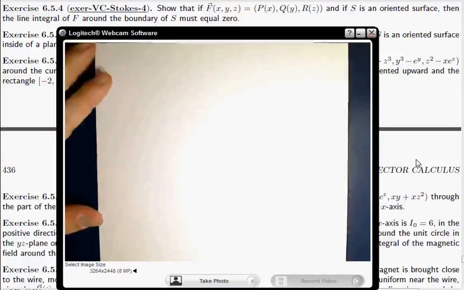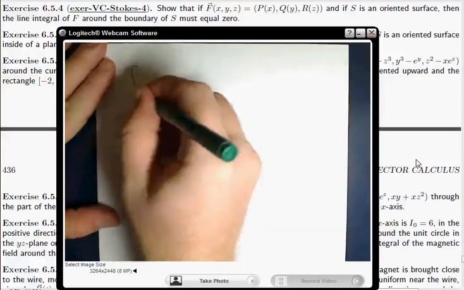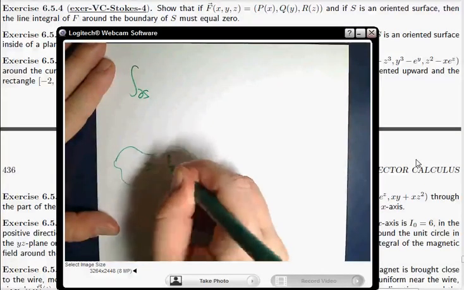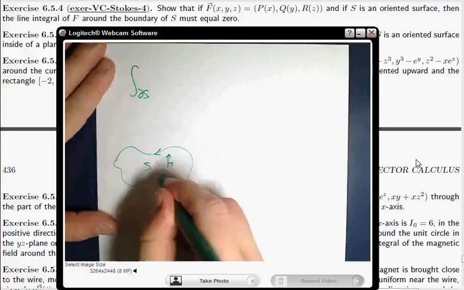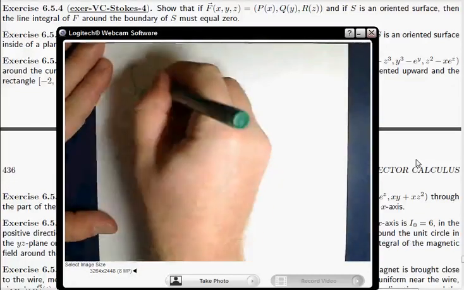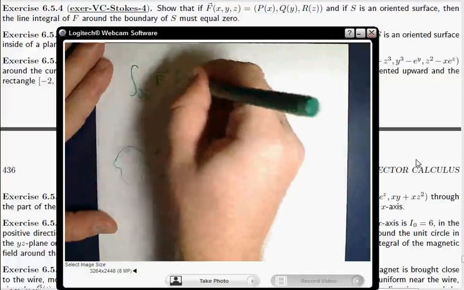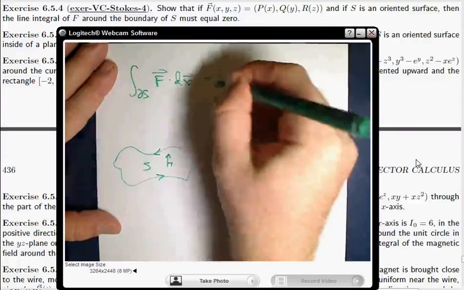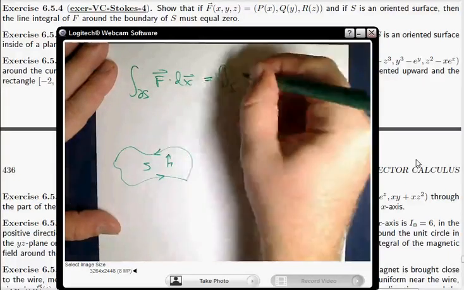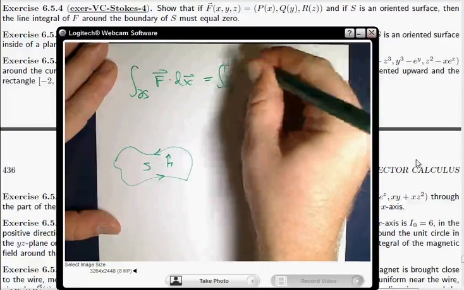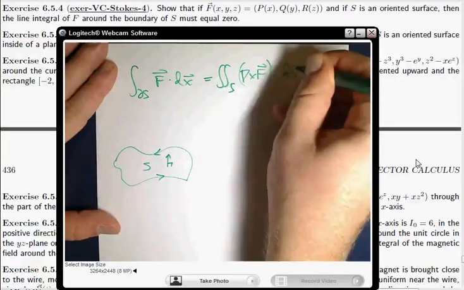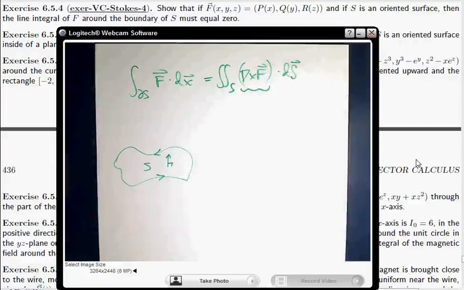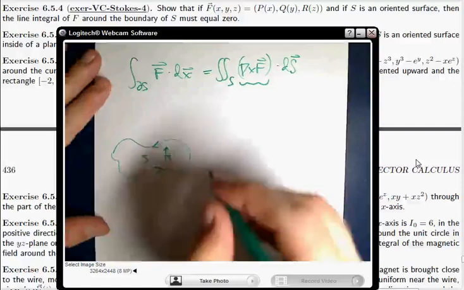So let's write down what we know then. We're computing a line integral around the boundary of some surface, so we have some surface there, some sort of an orientation, and there's a boundary curve. And a line integral of F dot dx. And let's use Stokes' theorem to rewrite this then as the flux through the original surface of the curl of the field dot dS. And I claim that we can compute that curl actually fairly nicely. So how does that work?